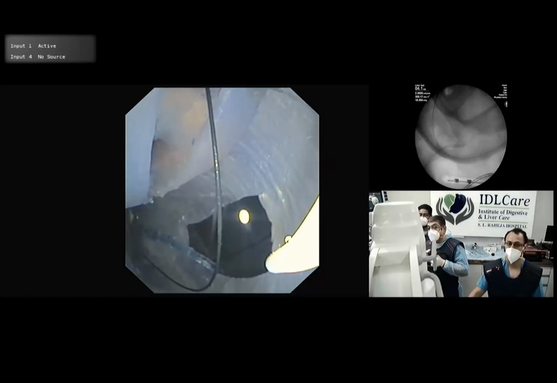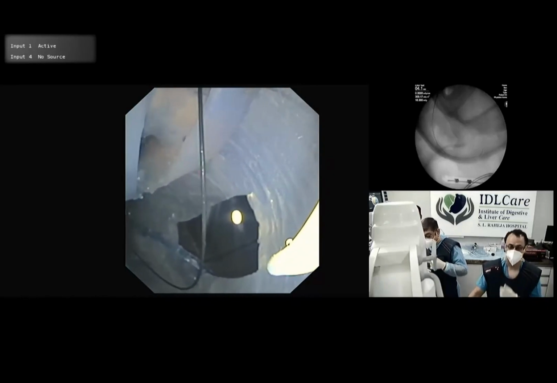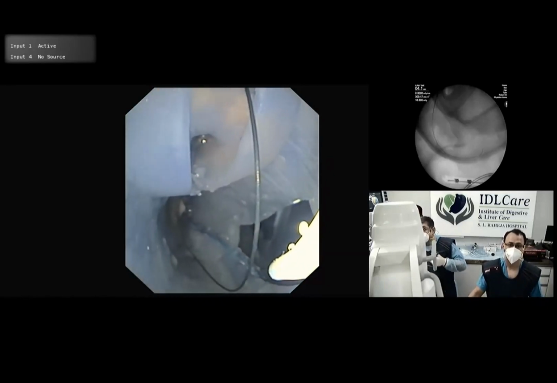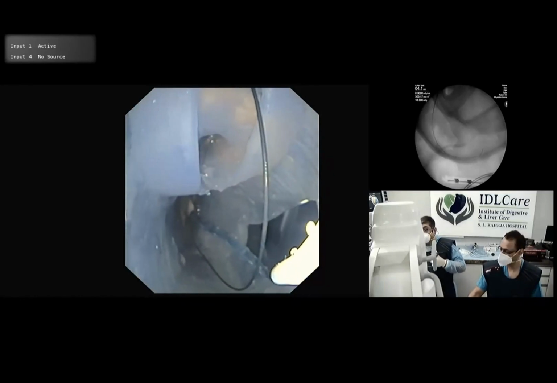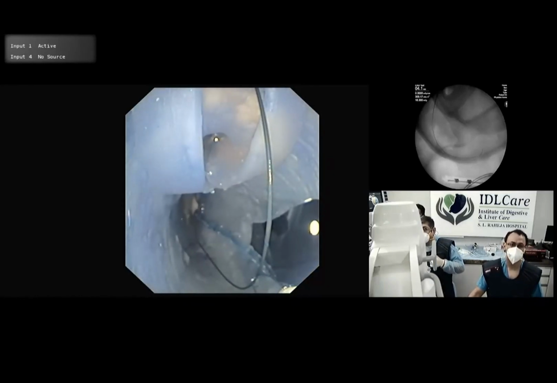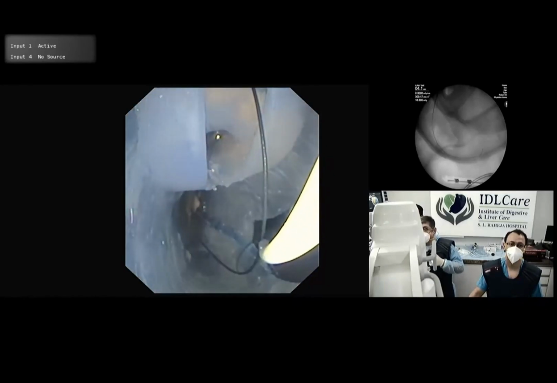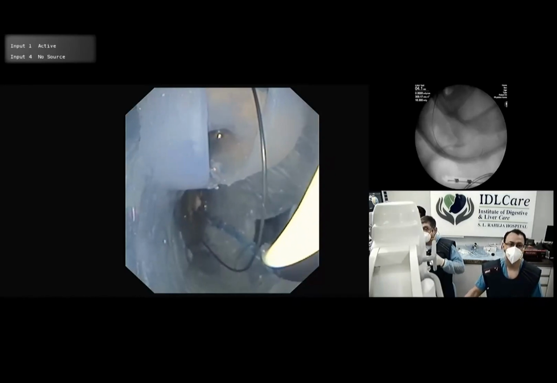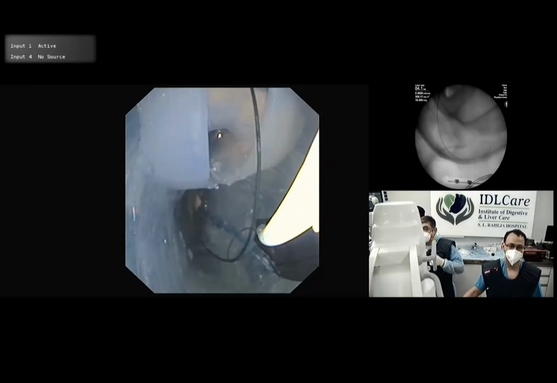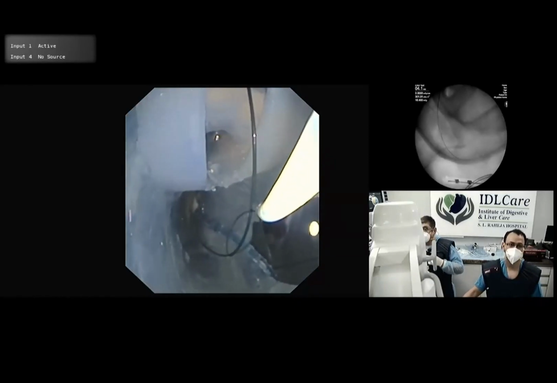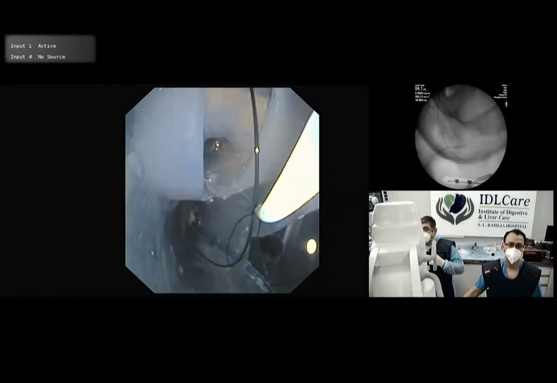Now we will try to get a good position. Like this, hold it. Open the snare a little. Open, open, open. So like this, you open the snare and try to catch the wire. Now withdraw the wire millimeter by millimeter. Am I on proper side? Like this, you try to catch it. Slowly, slowly, slowly. Withdraw, withdraw, withdraw. Close. You saw how we caught it?